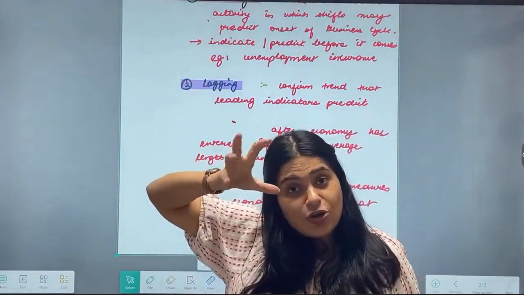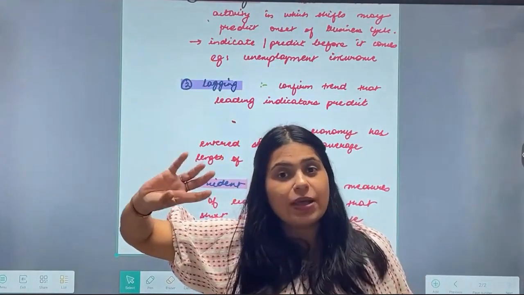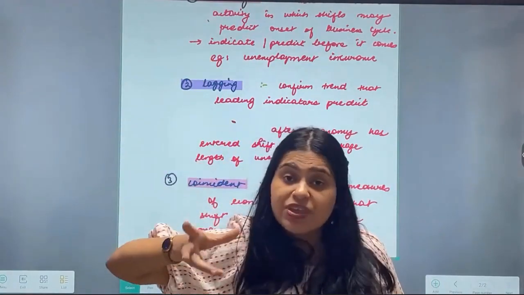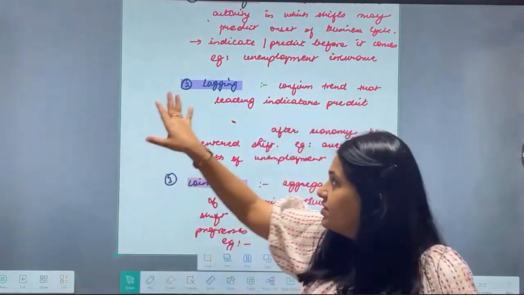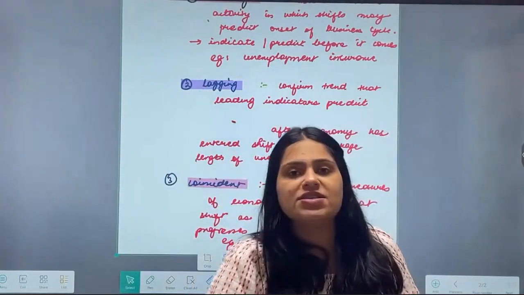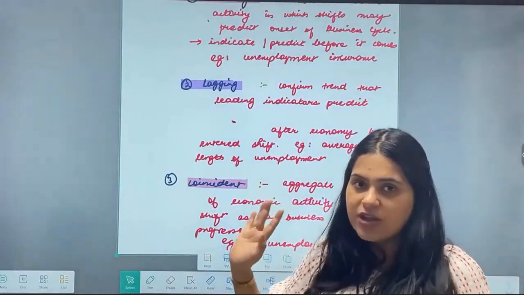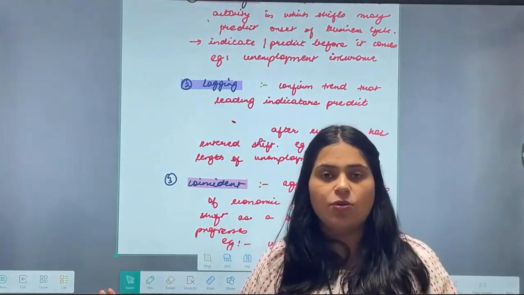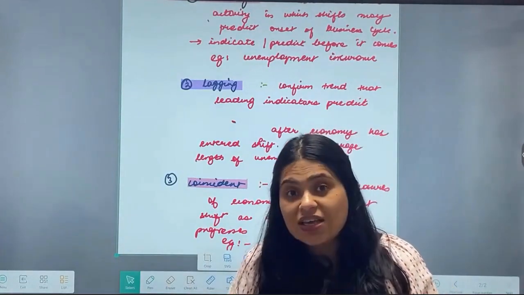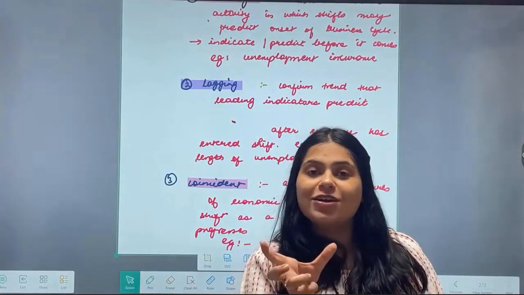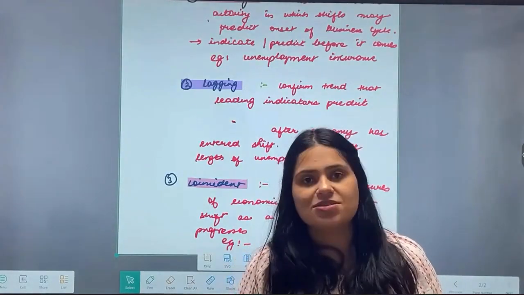वो हुआ when your economy is just transiting, उसने signal पहले ही दे दिया that something is going to go wrong. But this is telling you after that has happened. So like length of unemployment period. So now I know my economy is in recession. Why? Because now I can see that the length of the unemployment period has increased.